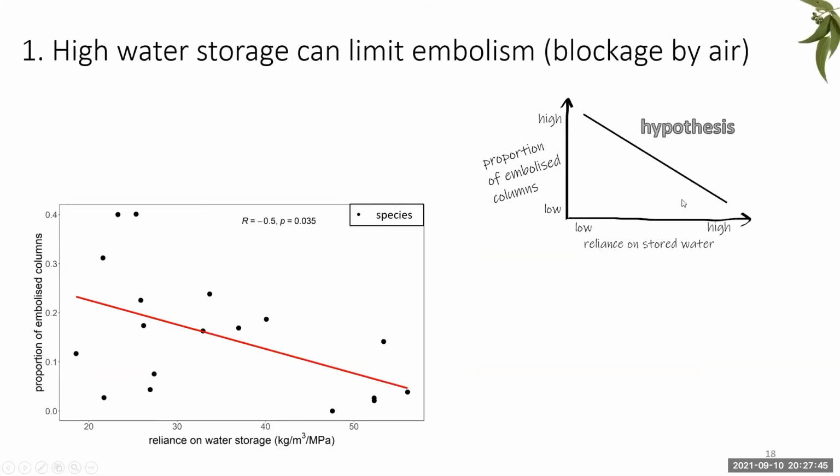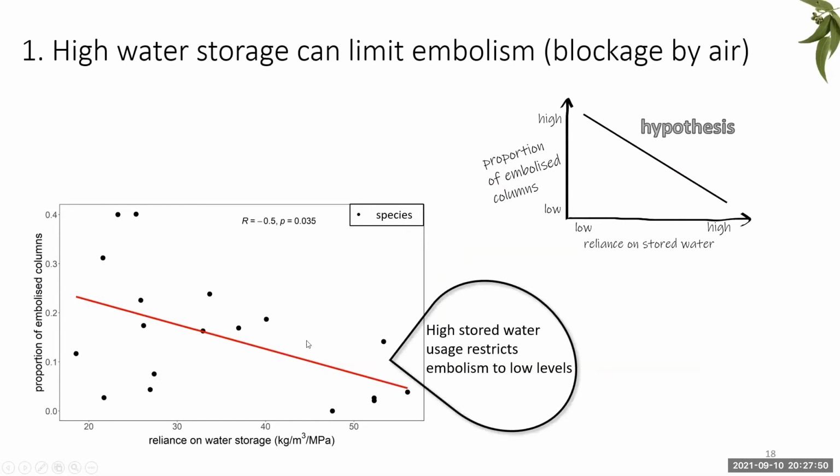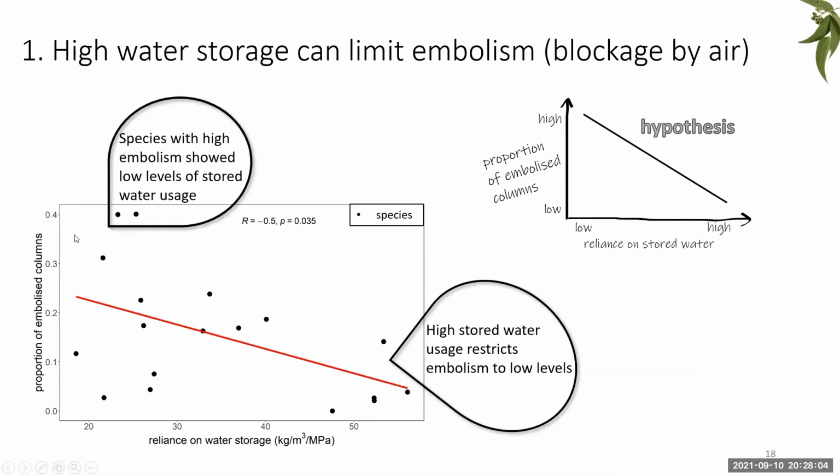So as expected, we saw that plants which had high amounts of stored water restricted embolism to very low levels here. So here there's a higher amount of stored water, and then there's very low levels of embolism. But plants which had high levels of air blockage or embolism were the ones that had very little reliance on stored water. So they didn't use stored reserves that much. They didn't rely on them that much. So this was very promising.